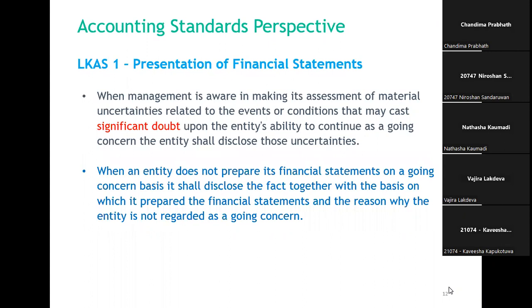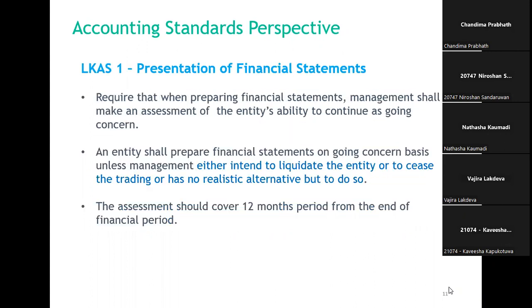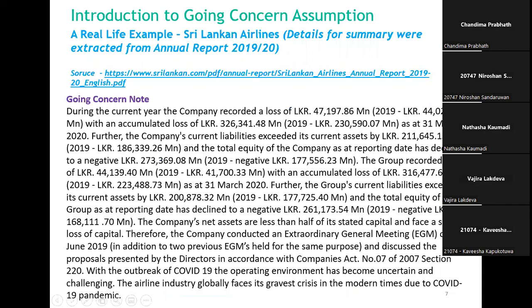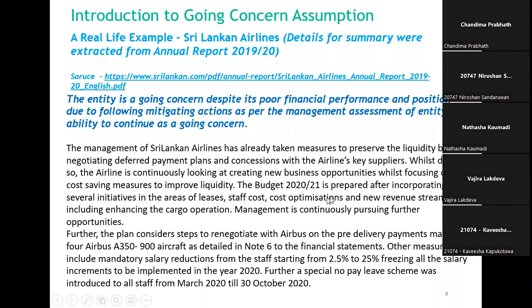When management is aware of material uncertainties related to events or conditions that may cause significant doubt upon the entity's ability to continue as a going concern, in making its assessment, the entity shall disclose those uncertainties. That is what Sri Lankan Airlines had disclosed. Now, these are the significant uncertainties: events or conditions that cause significant doubt about Sri Lankan Airlines' ability to continue as a going concern. Then the mitigating factors based on the management assessment of going concern.